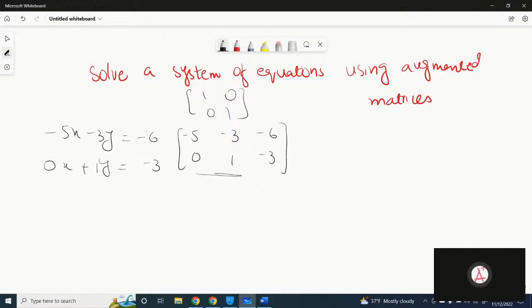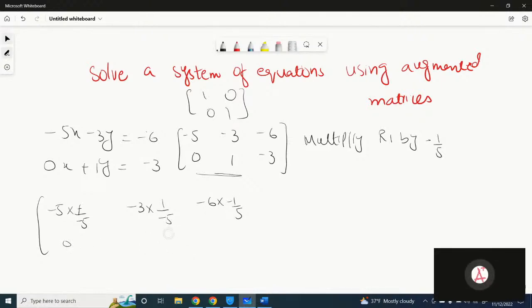Got it? Okay, you can divide the first row by negative 5. You can multiply R1 by negative 1 over 5. Good. So let's just multiply row 1: negative 5 times 1 over negative 5, negative 3 times 1 over negative 5, then negative 6 times negative 1 over 5. Got it? 0, 1, and negative 3. Negative 5 and negative 5 cancel out each other, you're left with 1 here. So it would be 1, then 3 over 5, then negative 6 over 5, then you have 0, 1, and negative 3.